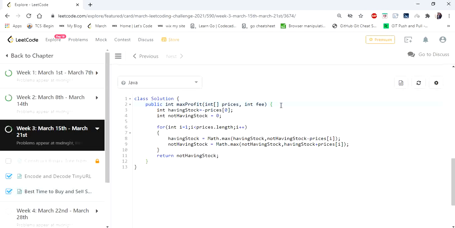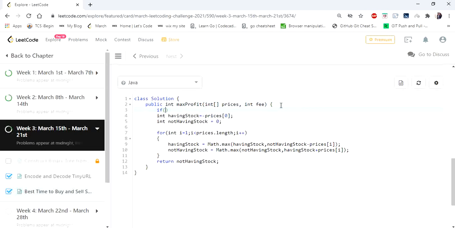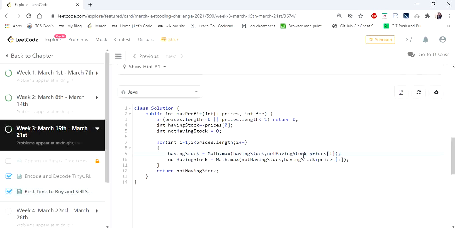So before starting the problem, let us check the basic conditions. That is, if the prices array is empty, then return 0. And here the main thing we have to cover is the transaction fee. So we consider paying the transaction fee after selling the stock. So we include that while calculating the amount we have after selling the stock.